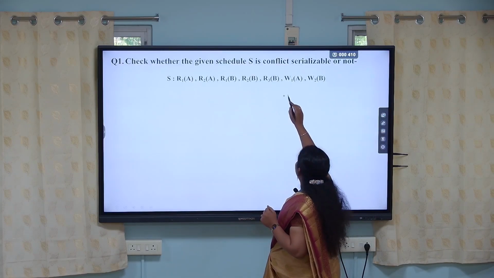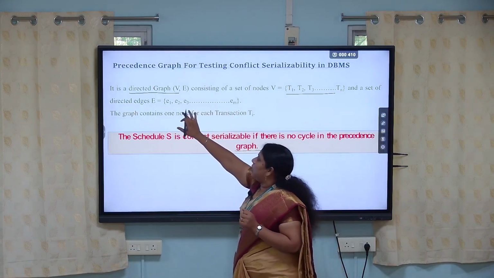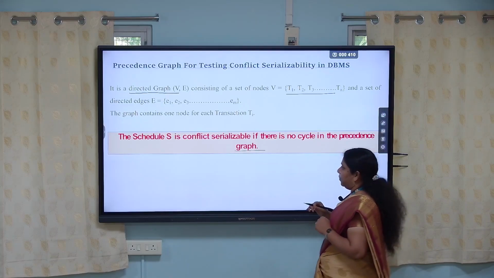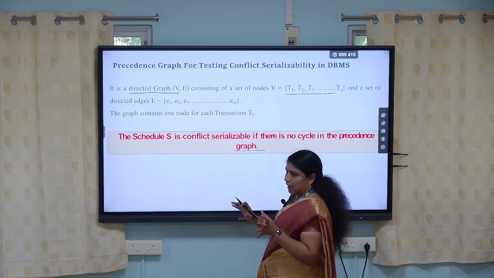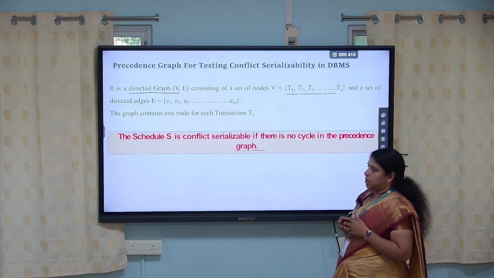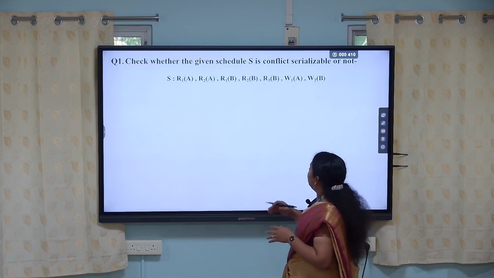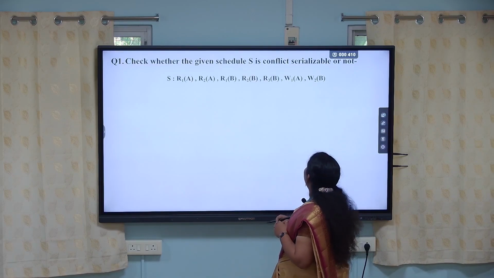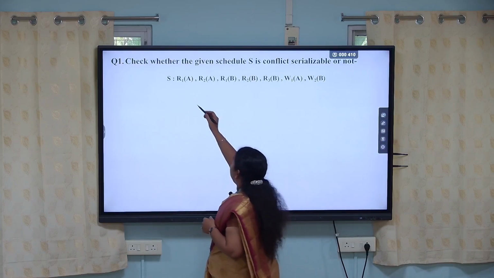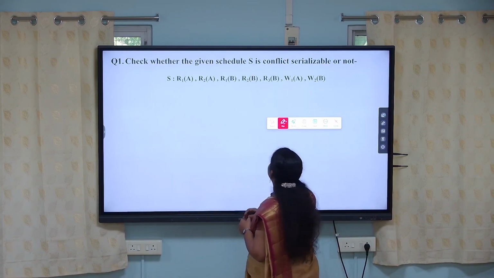Here the transactions are referred to as a set of nodes, and the edges represent the conflicting operations on a data item. A schedule is said to be conflict serializable if there is no cycle in the precedence graph. Let us discuss this concept with the help of an example. Here a schedule is given with three different transactions.